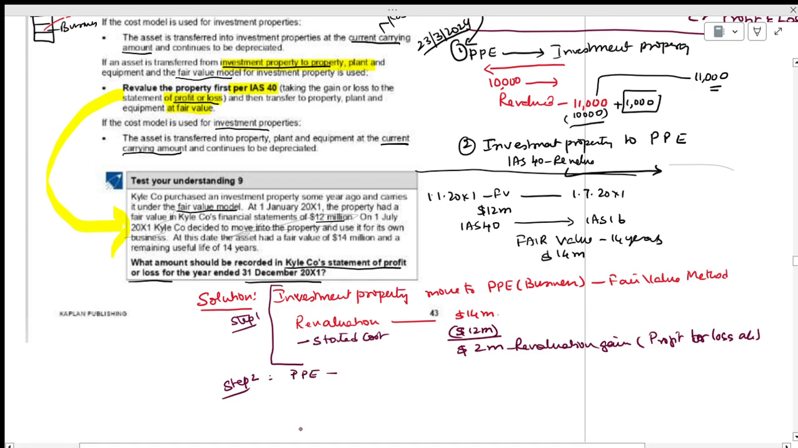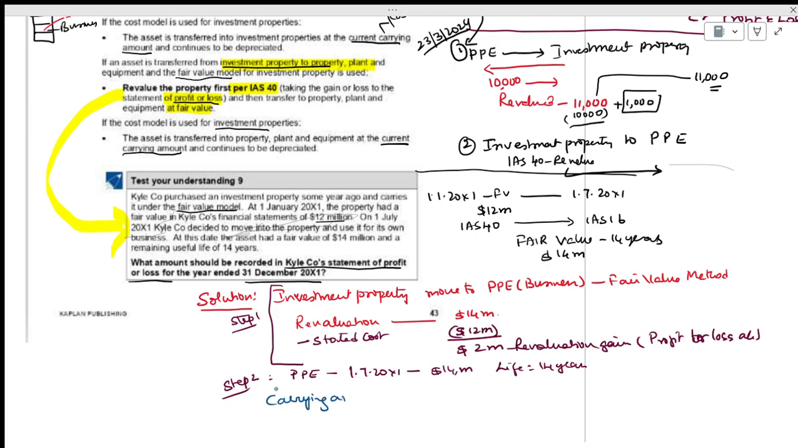When they are converting to property, plant and equipment on 1st of July 2001, how much is there? It is 14 million. Life is how much? Life is 14 years. Now, what you have to do? You have to calculate the carrying amount as on 31st December 2001.